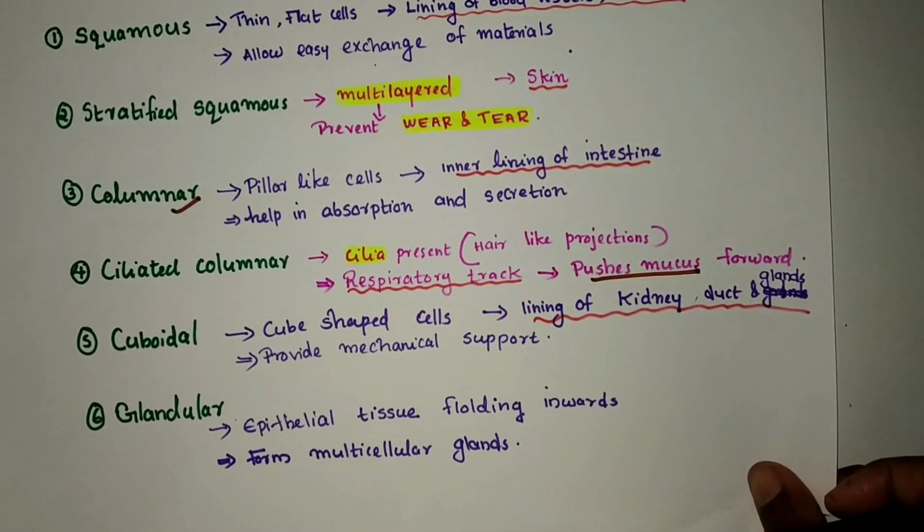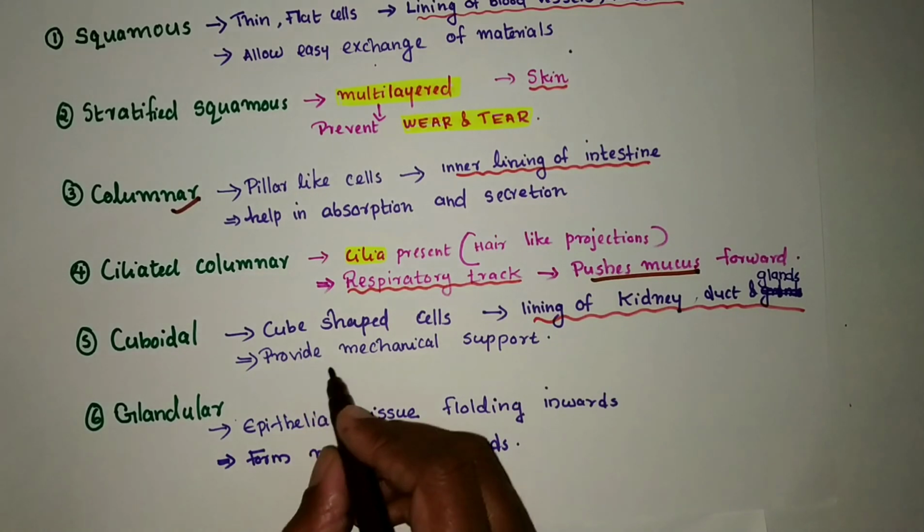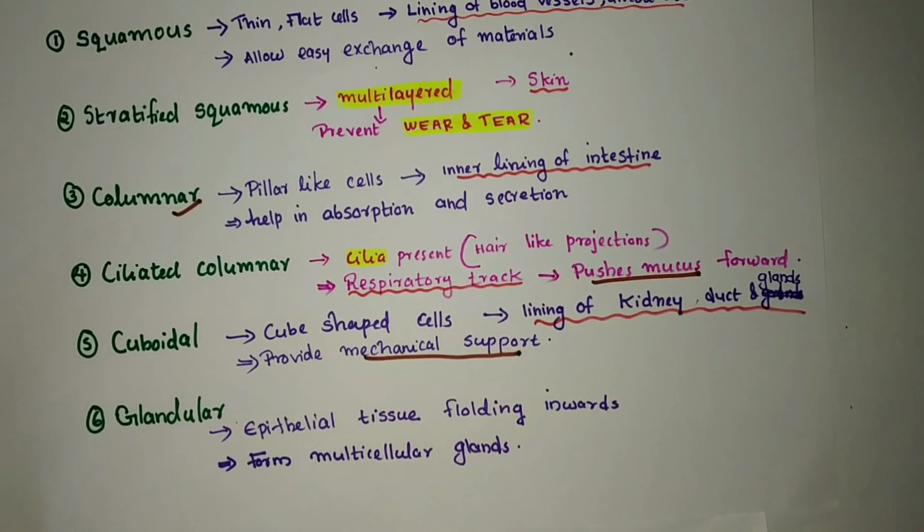Next type of epithelial tissue is cuboidal epithelial tissue, which has cube-shaped cells, and the lining of kidney tubules, ducts and glands are made up of cuboidal epithelial tissue. Its main function is providing mechanical support. Next type of epithelial tissue is granular epithelial tissue, which is nothing but epithelial tissue folding inward, which forms multicellular glands.